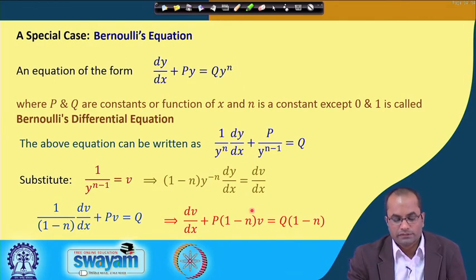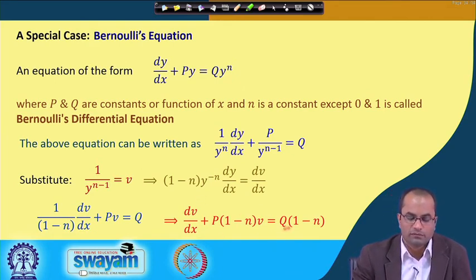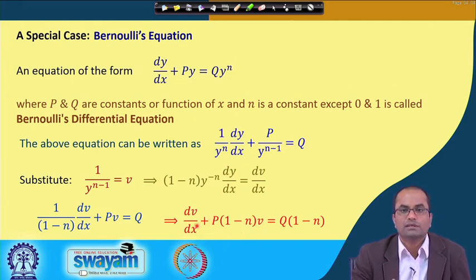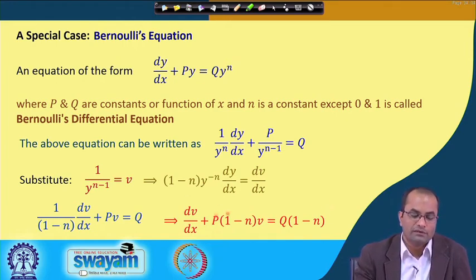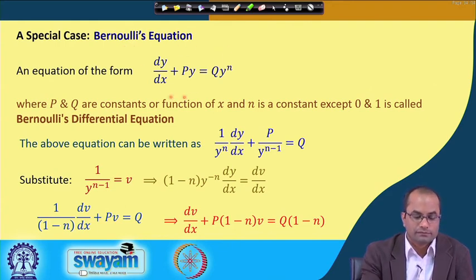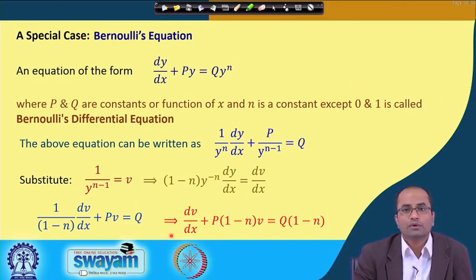Or we can write it in this form itself. This is the standard form of the linear equation in v, because we have the dv over dx term here and we have v here together with 1 minus n, which is a constant, and p could be a function of x, and the right hand side is a function of x multiplied by 1 minus n. So, this is the linear equation in v. So, this Bernoulli's equation we can convert by such a substitution to a linear equation in another variable v, and then we know how to solve a linear equation.